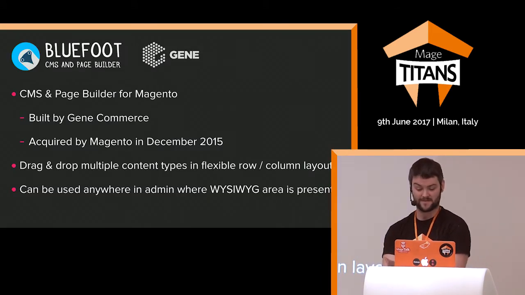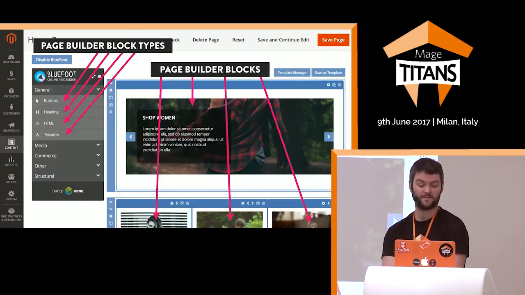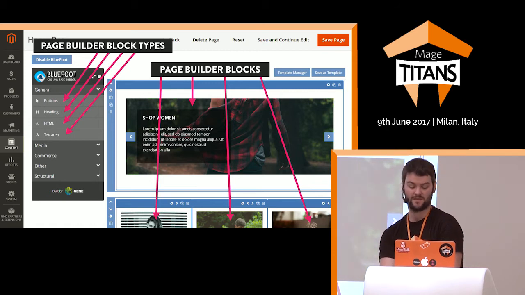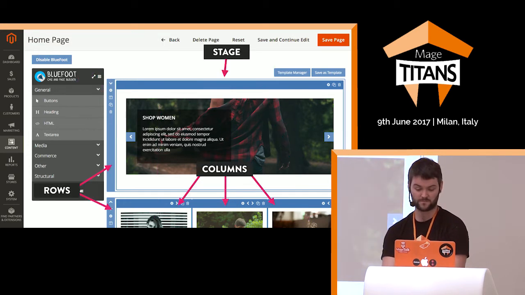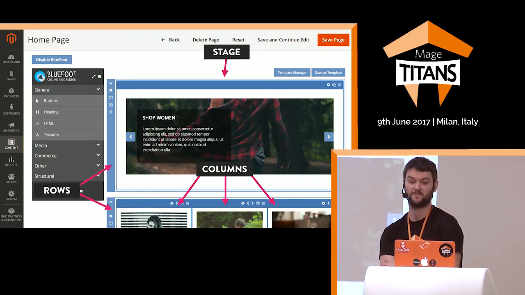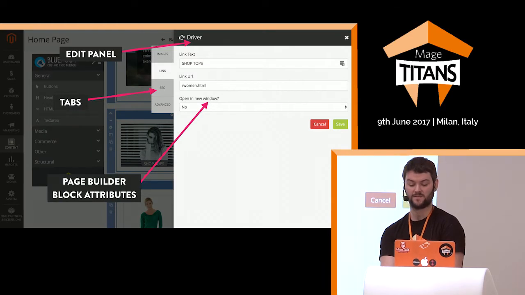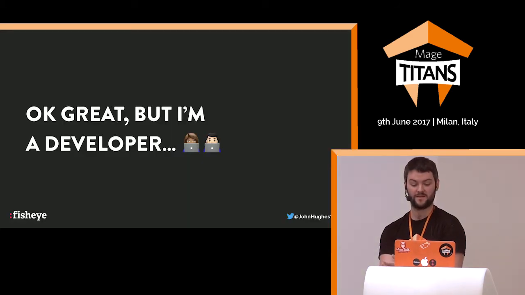So that's what I've just talked about, but now let's have a little bit of a further look. Here in the admin, you can see how content is managed. All sections of content are known as page builder blocks, and there are multiple types available, as you can see in the left-hand menu. The main stage area is made up of user-defined rows and columns, and an unlimited number of page builder blocks can be placed within these. Clicking on any of the blocks in the stage brings up a further panel with multiple tabs to manage the attributes for that block.